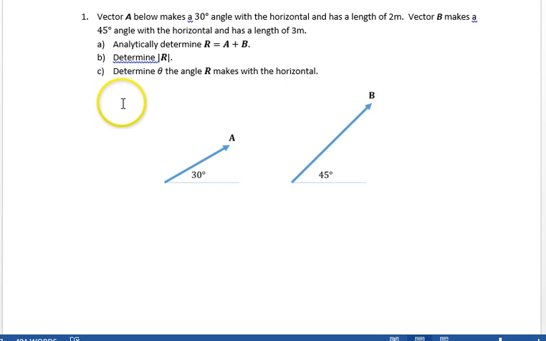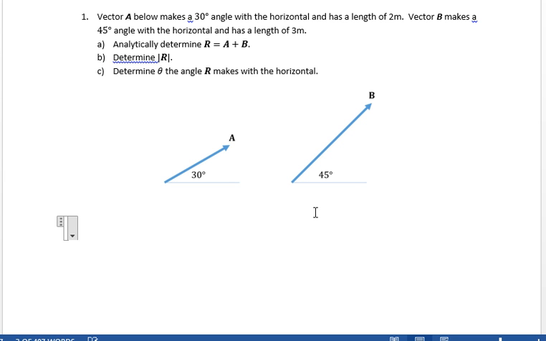All right, exam 1, problem 1. We have two vectors, vector A and vector B. Vector A is 2 meters long and makes an angle of 30 degrees with the horizontal. Vector B is 3 meters long and makes an angle of 45 degrees with the horizontal. Part A of this is to analytically determine the result of adding A plus B. So we want A plus B analytically.